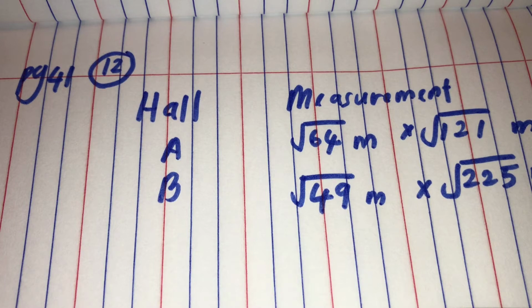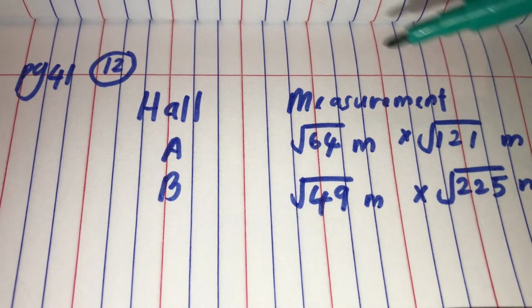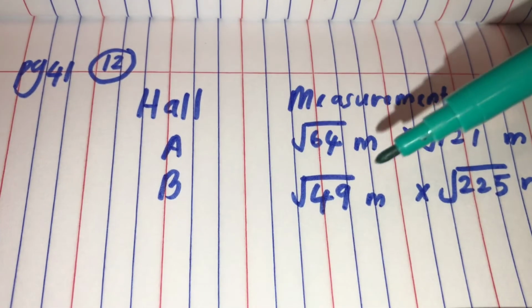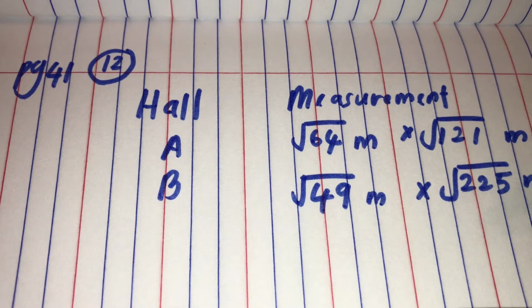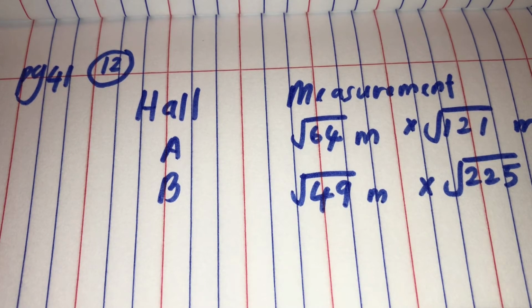Okay, the table below shows the measurement of 2 halls of a school. We have hall A and hall B. The measurement for hall A equals square root of 64 times square root of 121, and the measurement for hall B is square root of 49 times square root of 225. The question asks which hall would be suitable for a gathering place. Give your reason and show your calculation to support your answer.